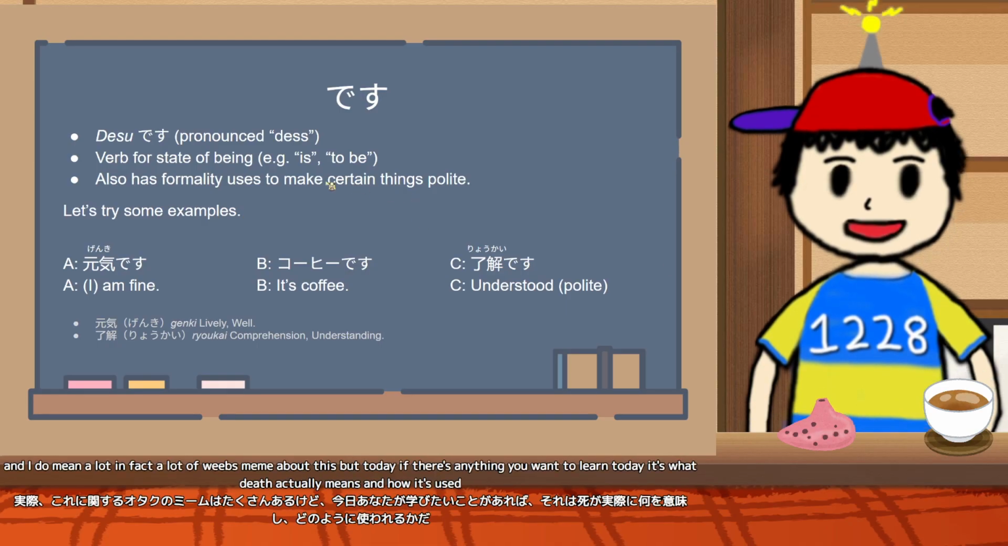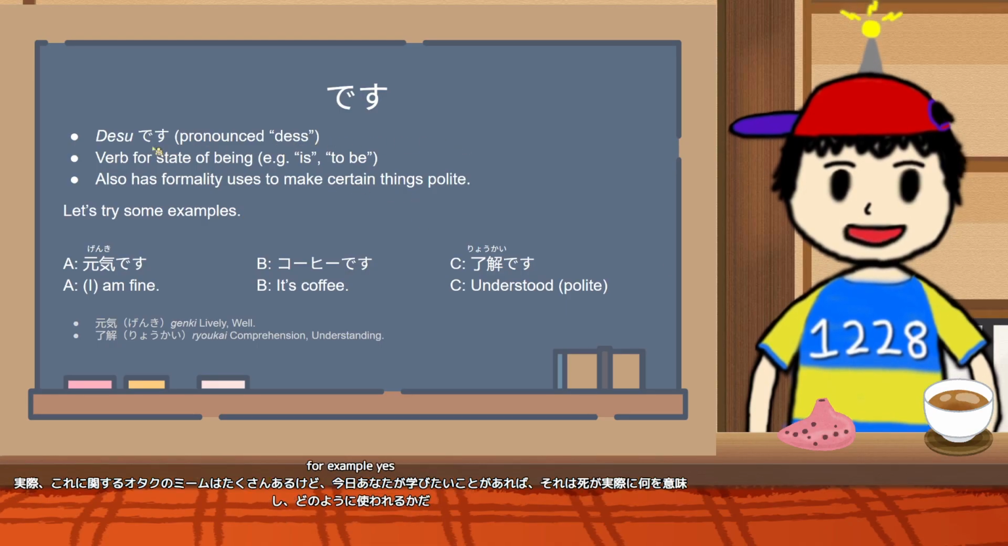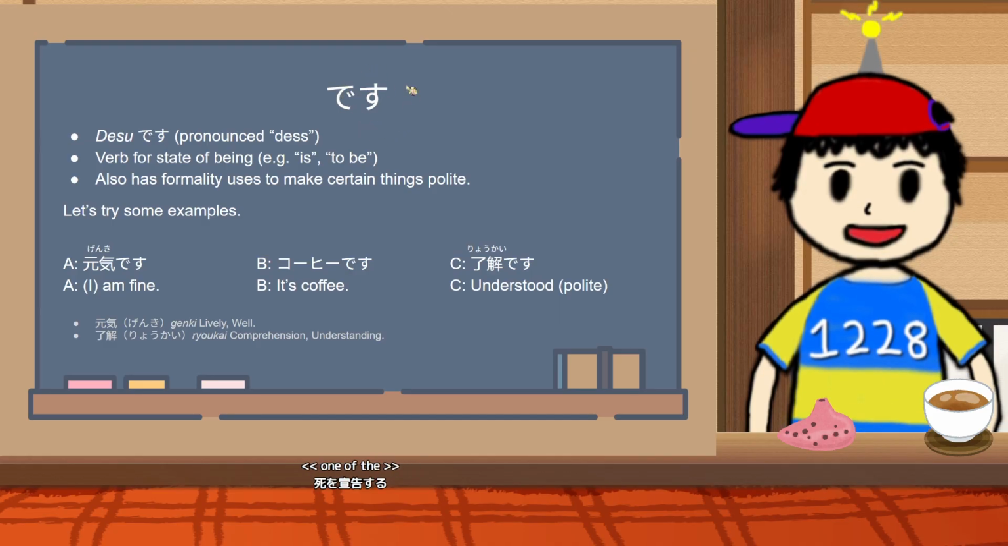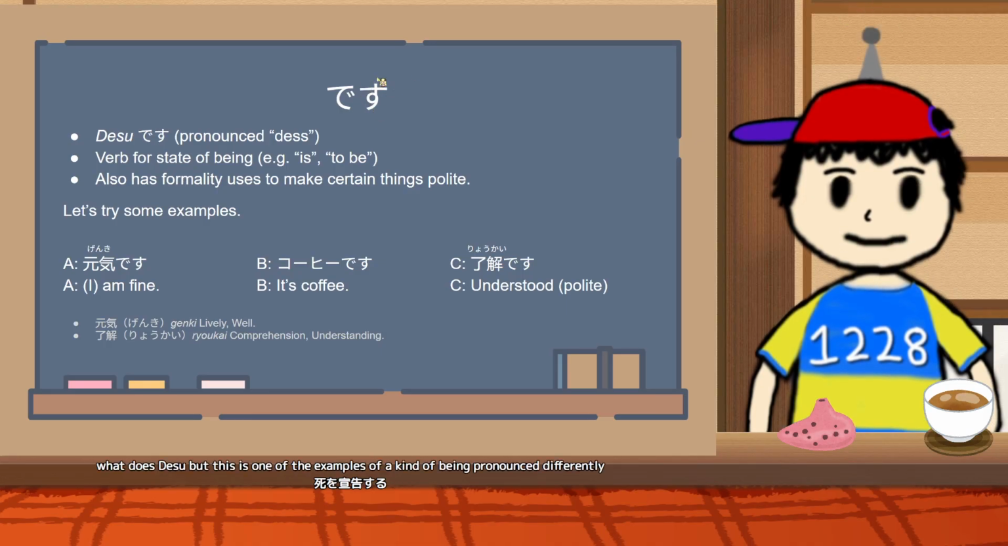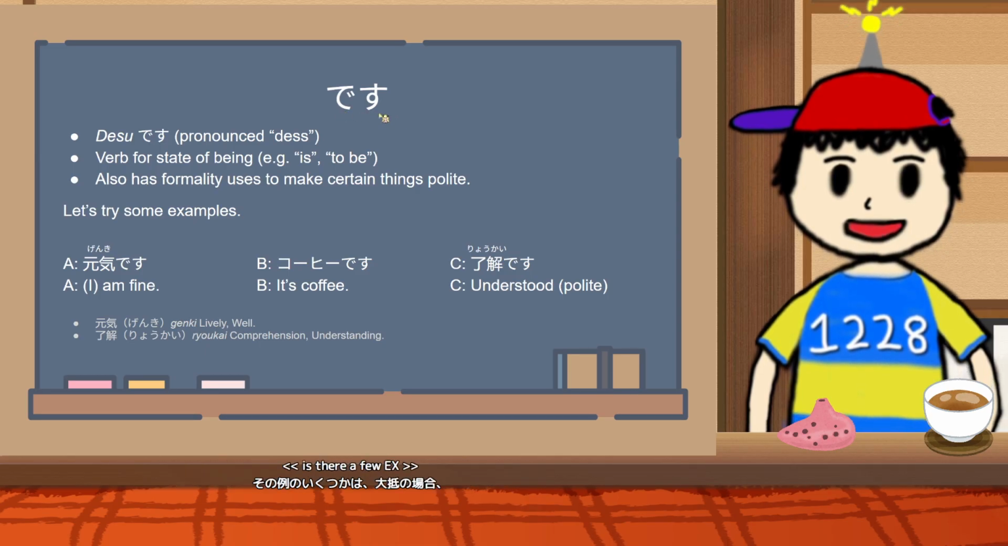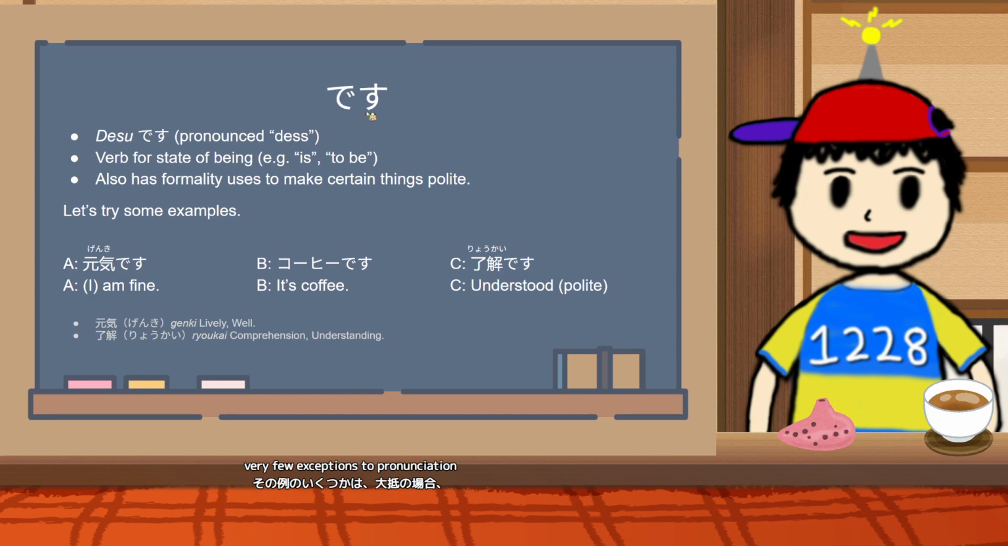For example, desu, pronounce it "des." I know it says desu, but this is one of the examples of a kana being pronounced differently. There are some examples of it. This is one of them. For the most part, there are very, very few exceptions to pronunciation. If you say desu, it's not wrong-ish. You just sound very foreign and robotic.